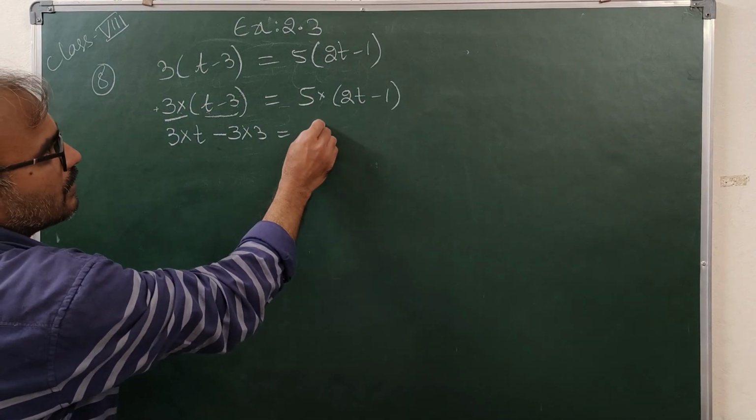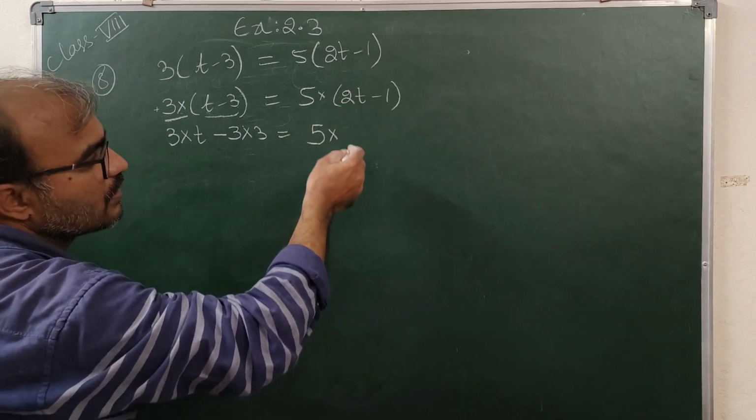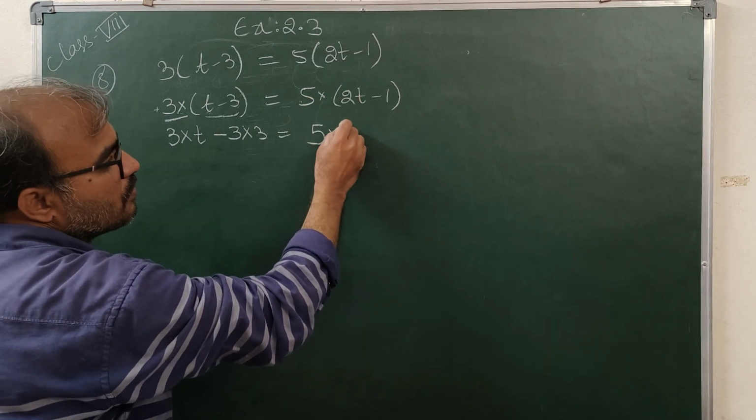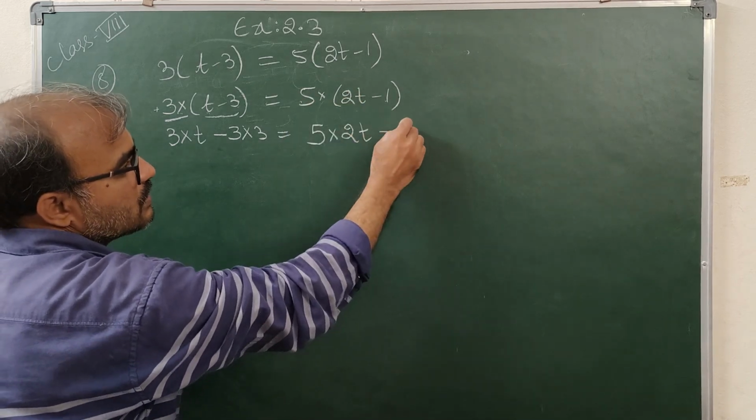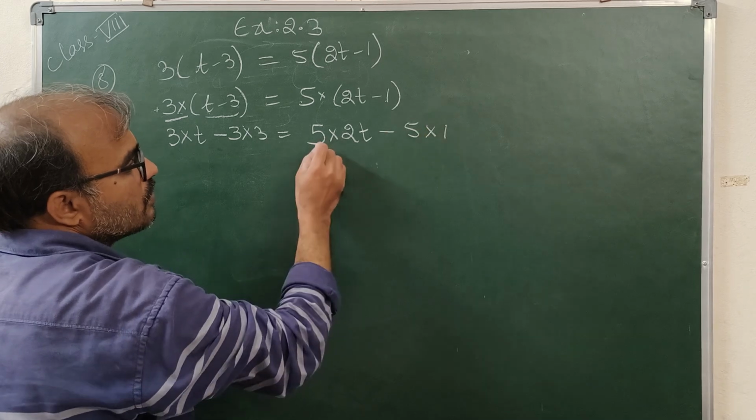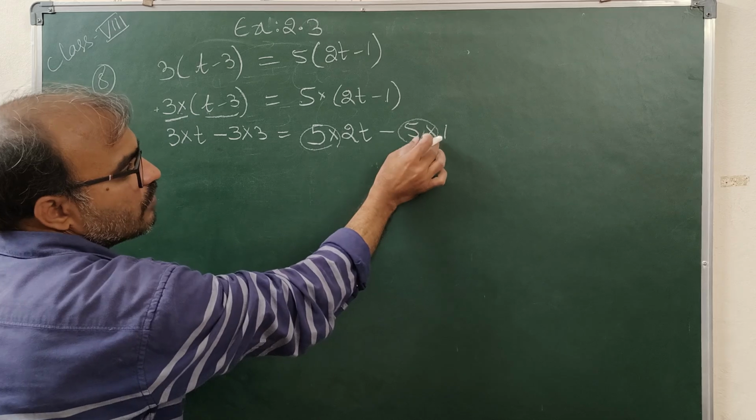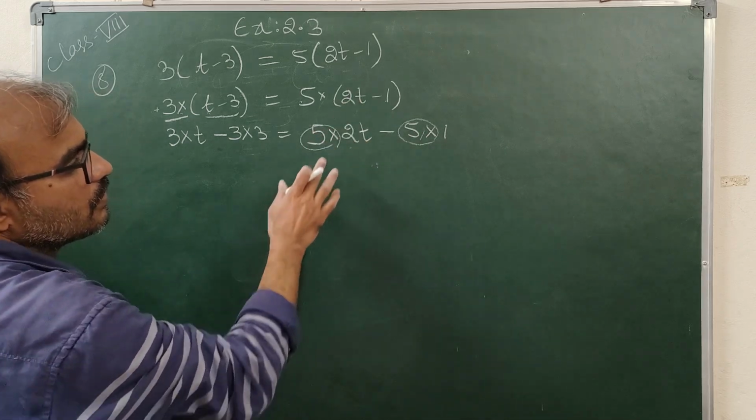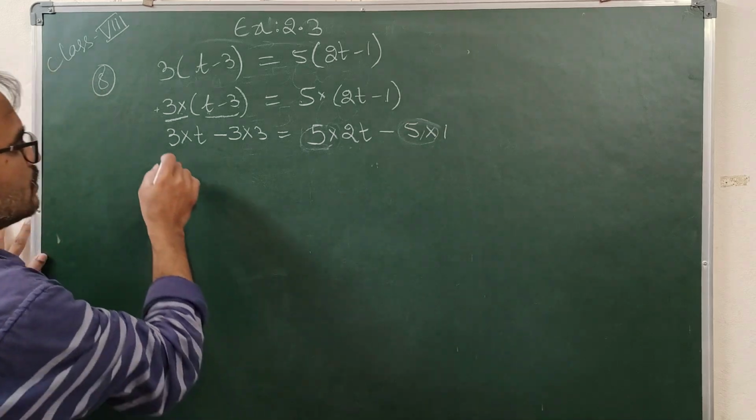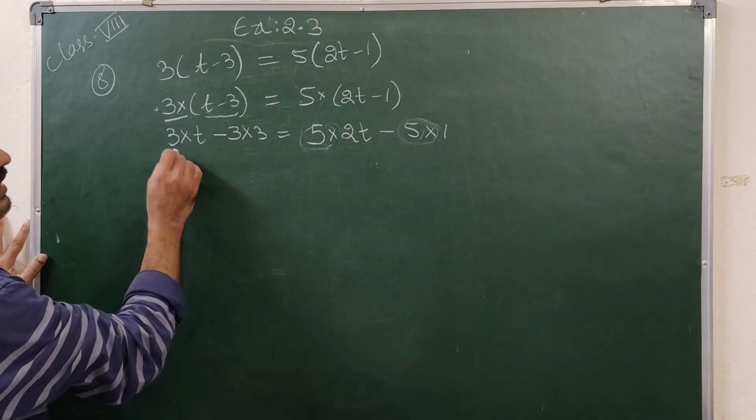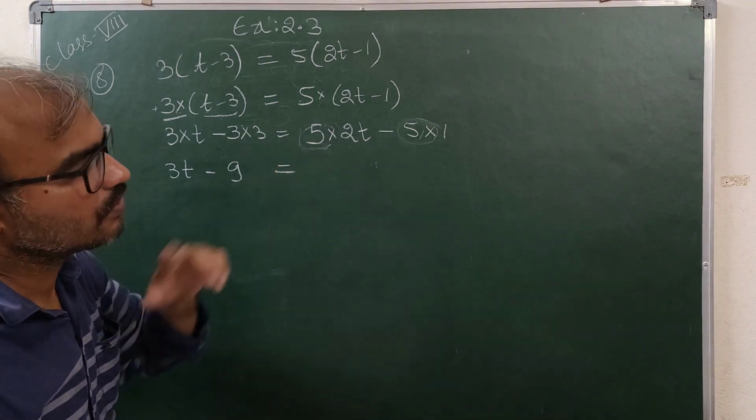Now, same, we distribute this 5 into to both the numbers inside. So plus 5 into plus 2t is plus 2t. Now plus into minus is minus 5 into 1. We have distributed this 5 into to both the numbers, right? 5 into we have given to 1, we have also given to 2. So 3 into t is 3t. 3 times t minus 9 equals 5 into 2 into t.